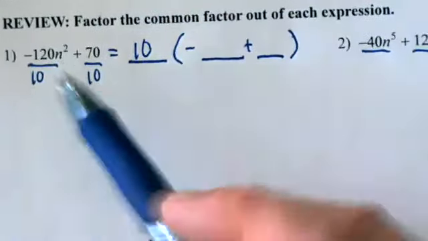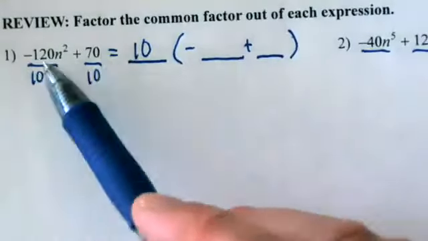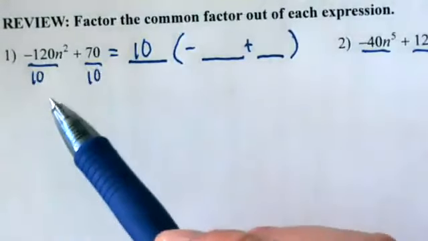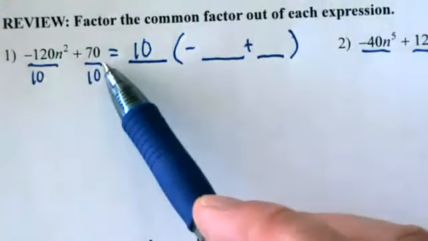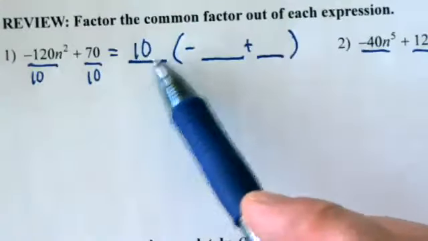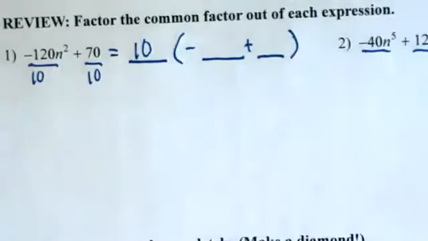I can divide both of these by a 10. Can I divide both of these terms by any n's? No, I can divide this one by a couple n's, but there are no n's for me to divide out here. So there are no n's in my GCF. So the GCF is complete.